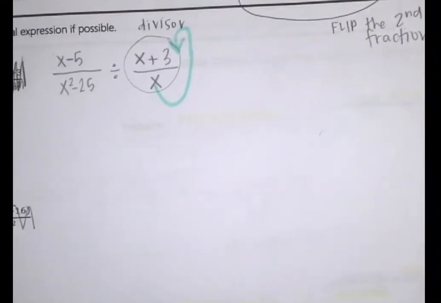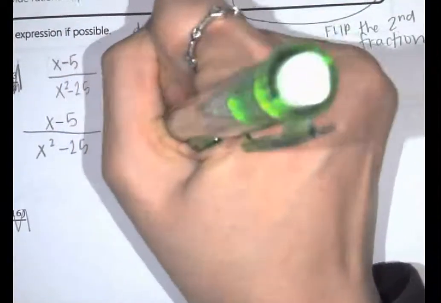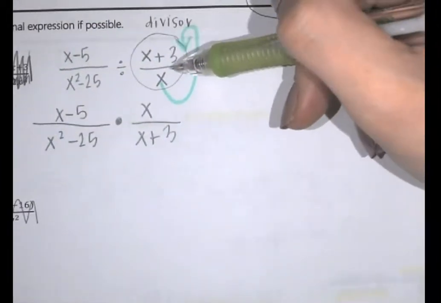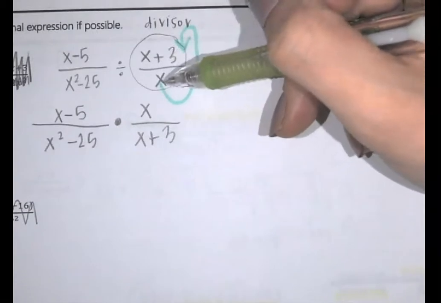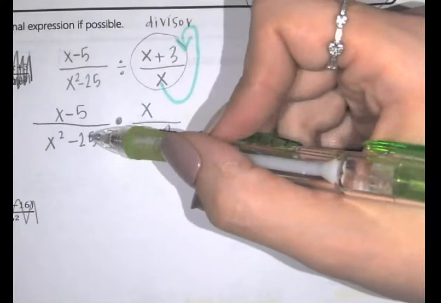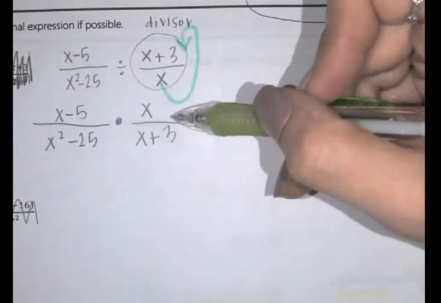So what we're really doing is x minus 5 over x squared minus 25 times x over x plus 3. You literally take this second fraction and you flip it. You put what's in the bottom in the top and what's in the top in the bottom. First fraction stays exactly the same. Second fraction, you got to flip it.